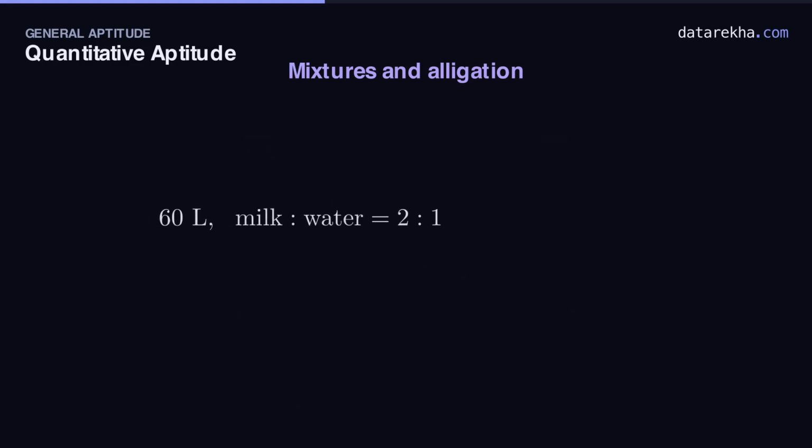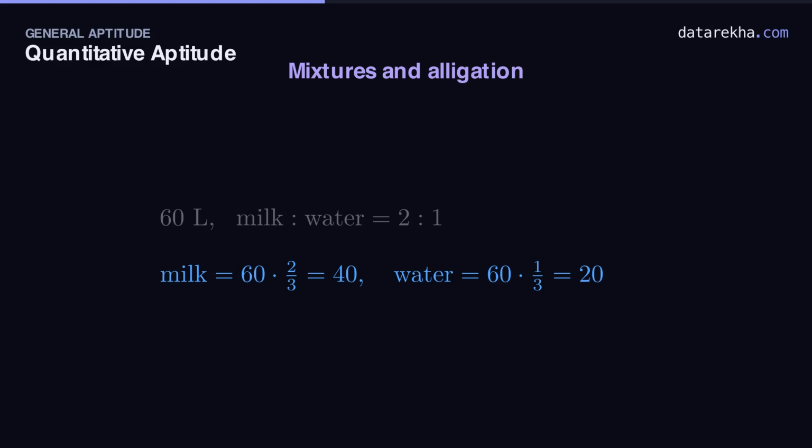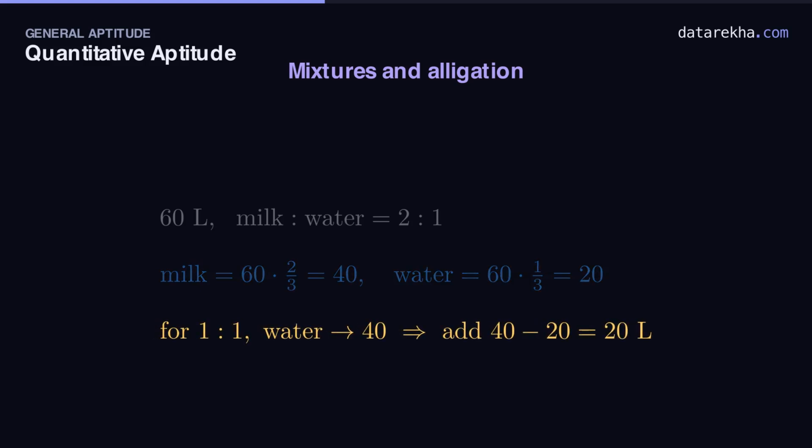One more, the classic milk and water. 60 liters, milk to water 2 to 1. How much water to make it half and half? Read the parts. 2/3 of 60 is 40 liters of milk, 1/3 is 20 of water. Adding water leaves the milk untouched, so the water must climb to 40. You add 20 more liters.